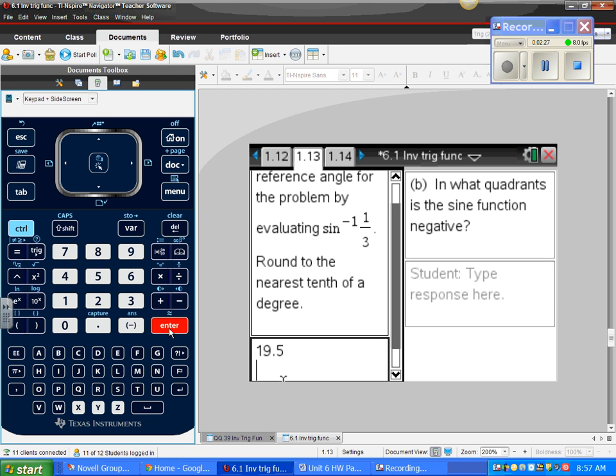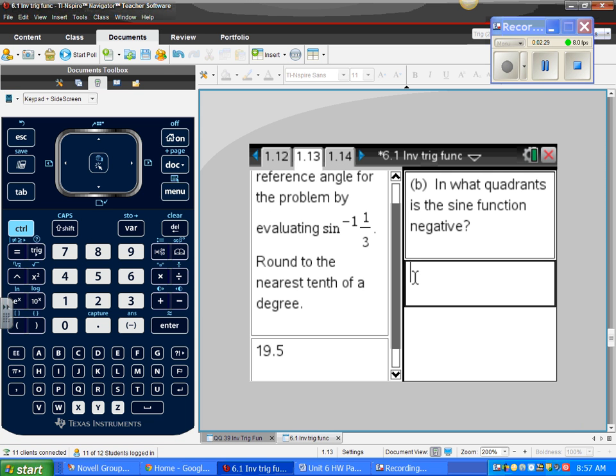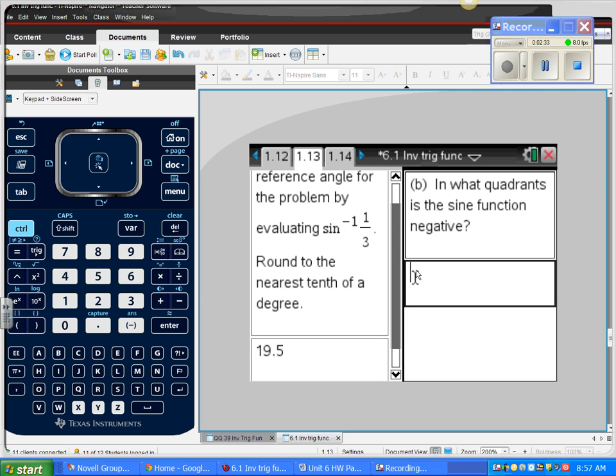All right, now, in what quadrants is sine negative? Because remember, we're going back again. The original equation was sine theta equals negative 1/3. So I want to know where it's equal to a negative. So where is sine equal to a negative? Good, quadrants 3 and 4.